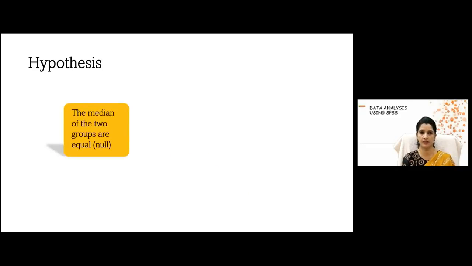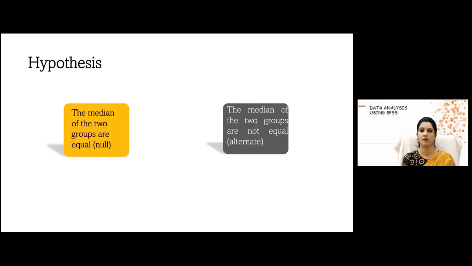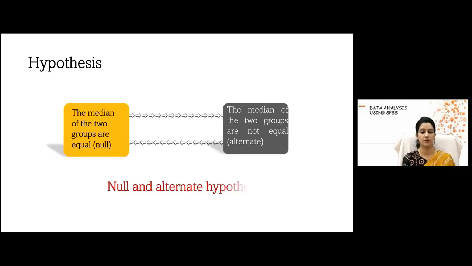So the hypothesis: the null hypothesis is that the medians of the two groups are equal, whereas the alternative hypothesis is that the medians of the two groups are not equal. So this is the null and alternate hypothesis in case of a Mann-Whitney U test.